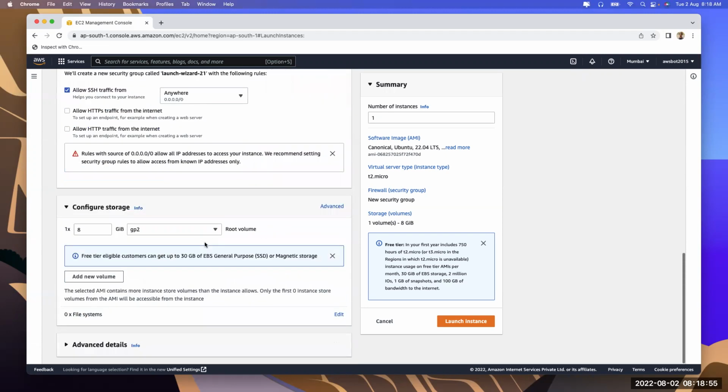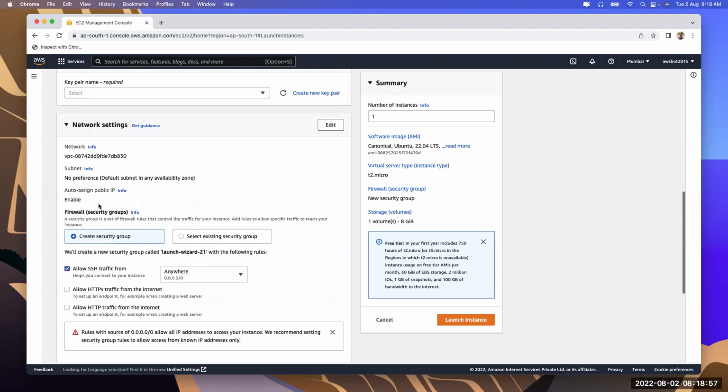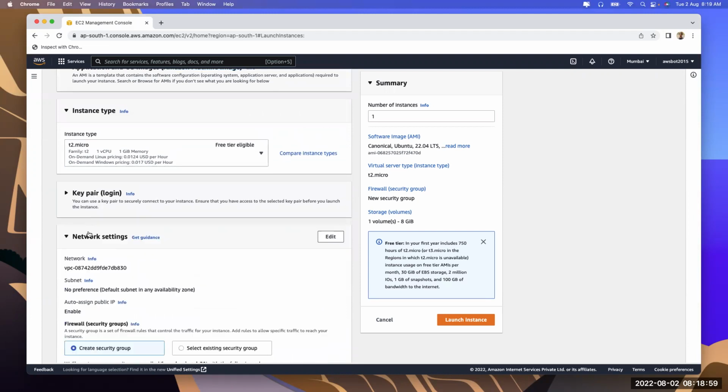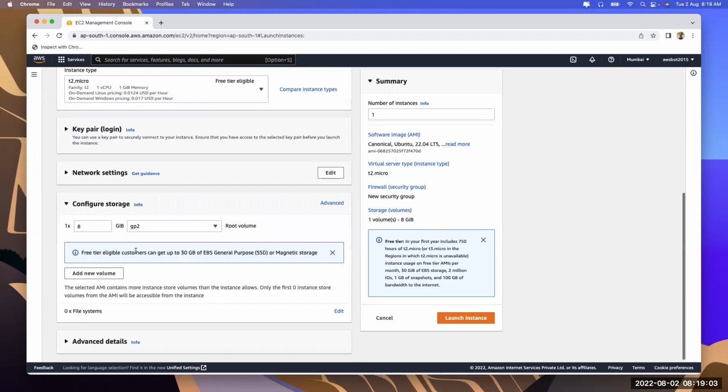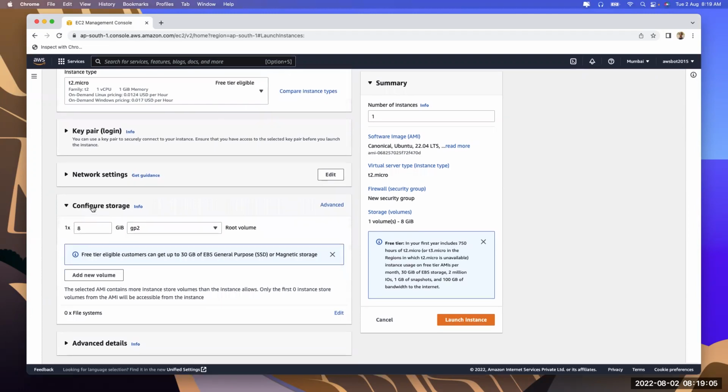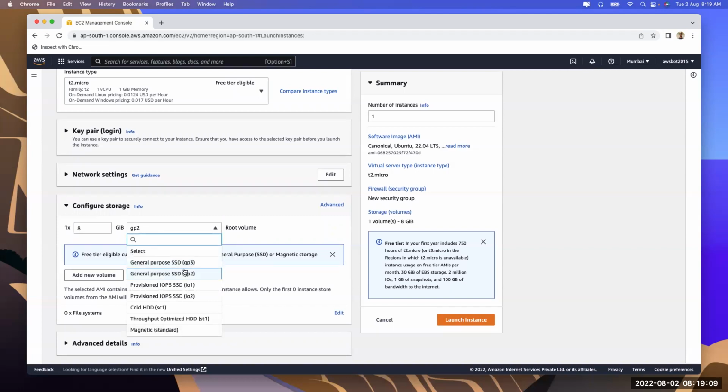Next up is my storage. This part I am ignoring for some time, and also network setting. This we will be talking about tomorrow. But right now I am interested in this configure storage, where I see GP2, GP3, IO1, IO2, SC1, ST1, and magnetic. Today's class is all about this only. What are the types of storage?